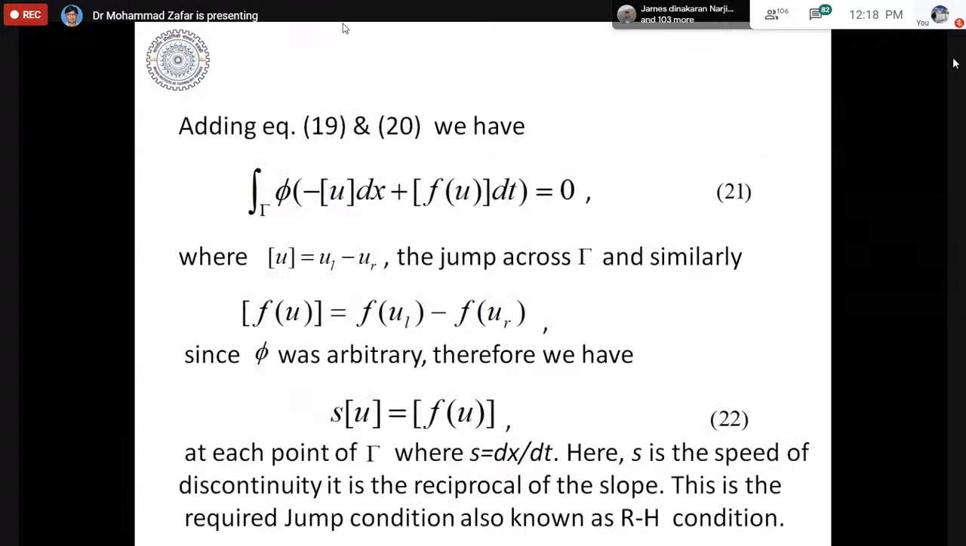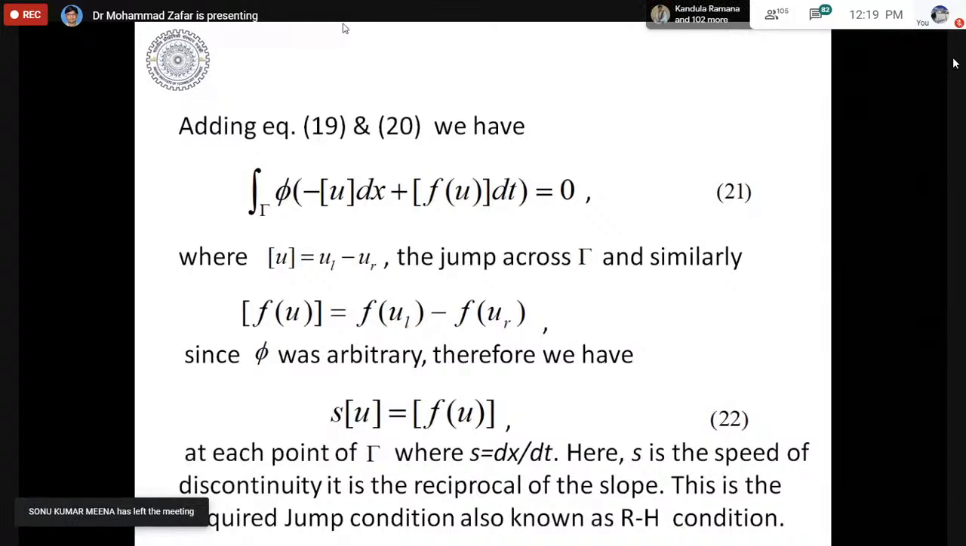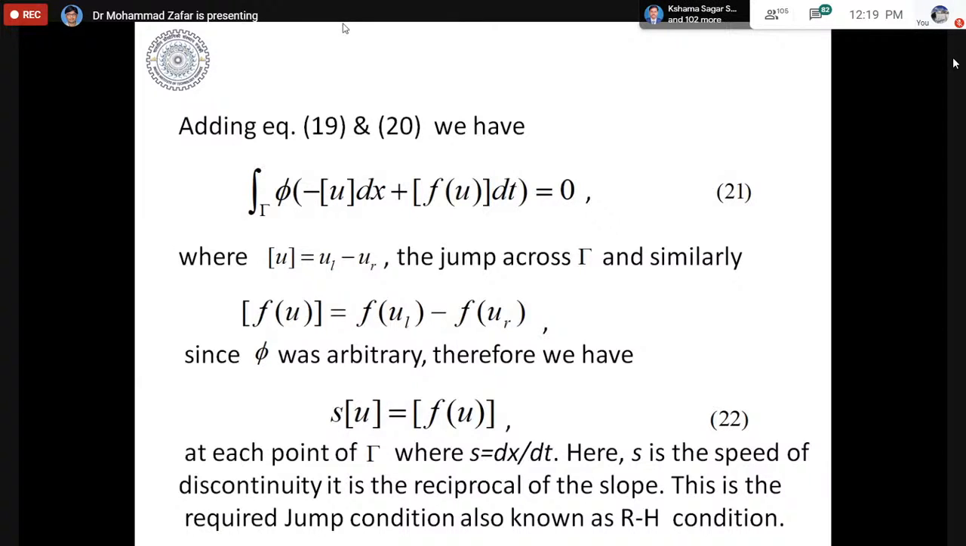Yeah, this slide. So you see, we are working with equation number 21, and this equation 21 is valid for all arbitrary test functions phi. So this means that the term which is multiplied by phi has to be 0. That term is minus jump in u dx plus jump in f(u) dt. So that's why we are rewriting it as equation number 22.